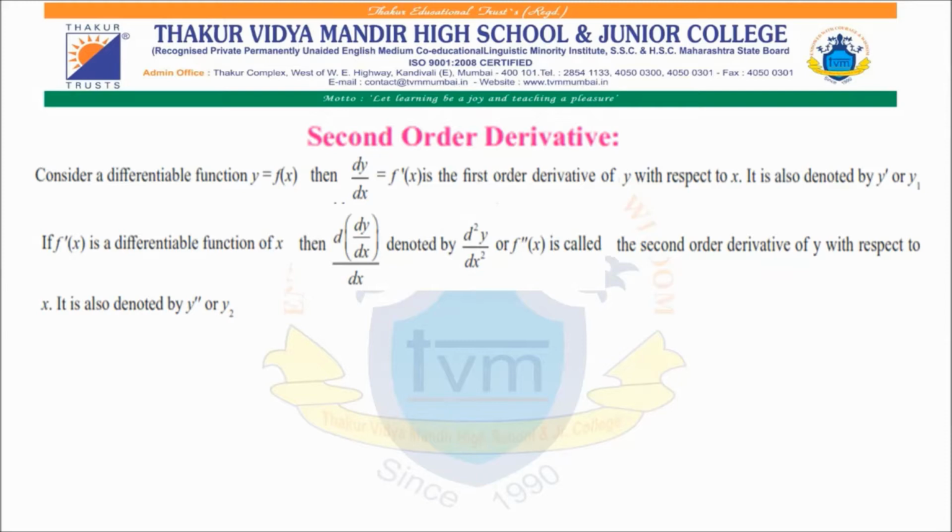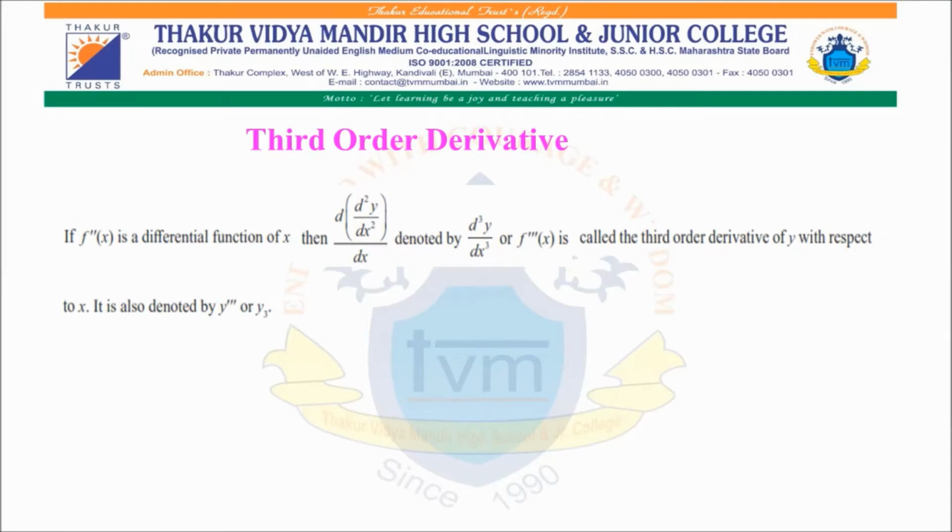So to find second order derivative, you have to just differentiate the function 2 times. On differentiating once, you get dy by dx, and again differentiating you get d2y by dx2, that is second order derivative.